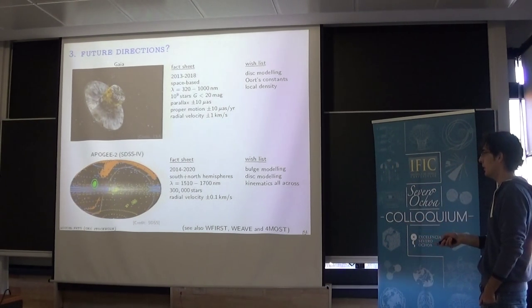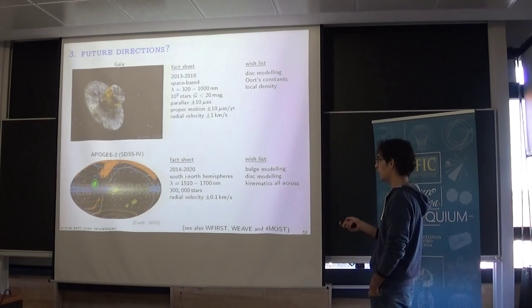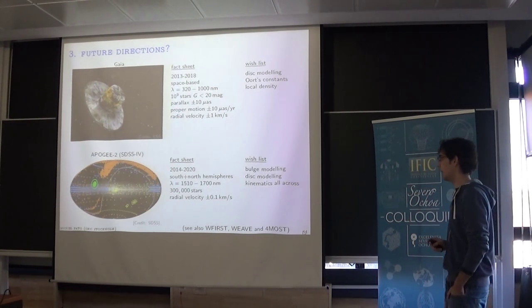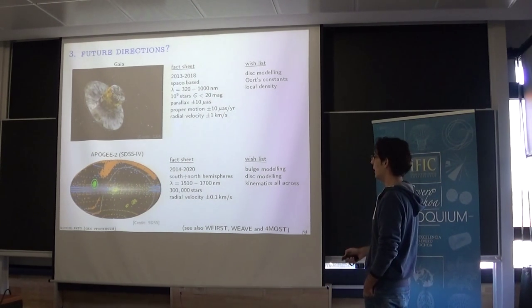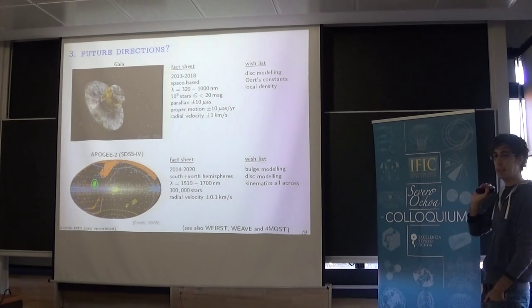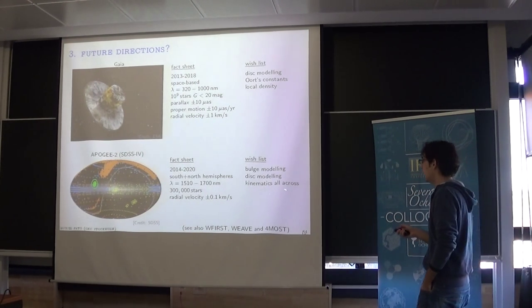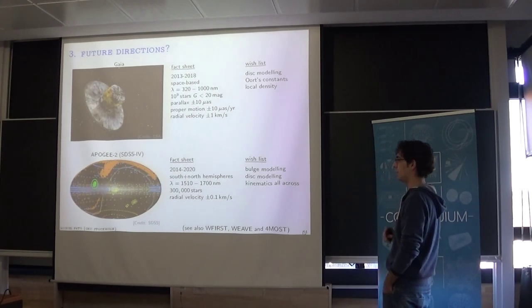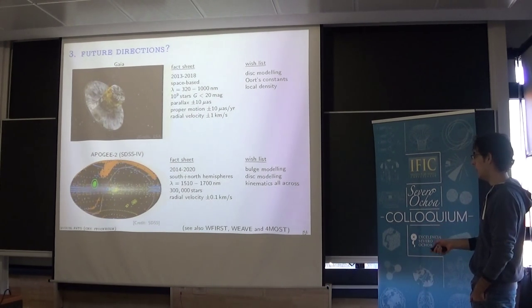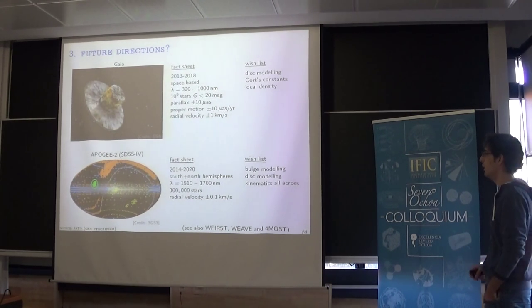Then we have APOGEE-2 here. This is a ground-based observatory with telescopes in the southern and northern hemispheres. It is in the infrared, so it can see deeper into the center of the galaxy, and will complement Gaia, especially in terms of radial velocity information. It will be very important to study the bulge, because in principle it can see further down the line of sight of the galactic center, and also eventually study the kinematics across different regions of the galaxy. There are also other experiments and satellites further down the line.